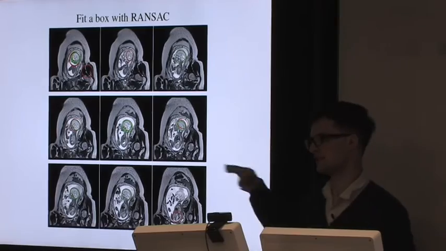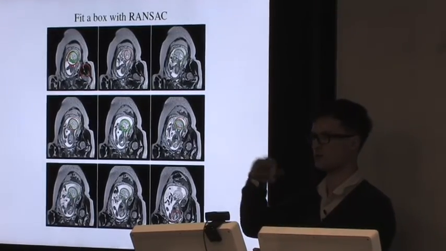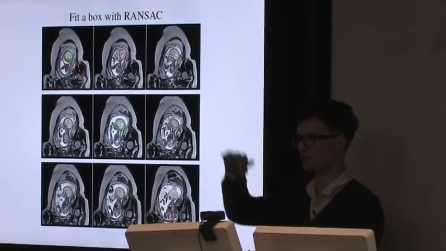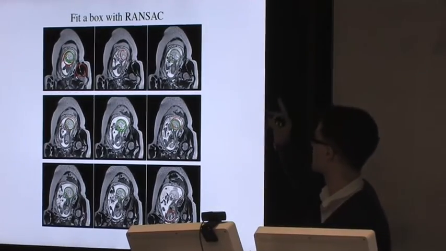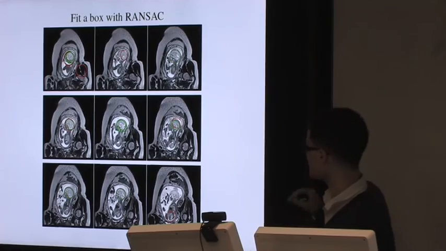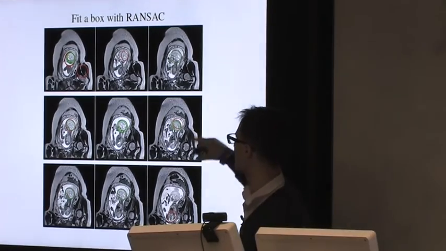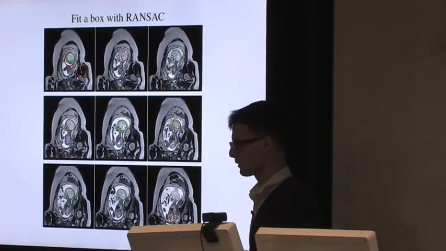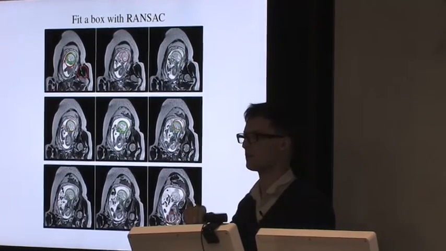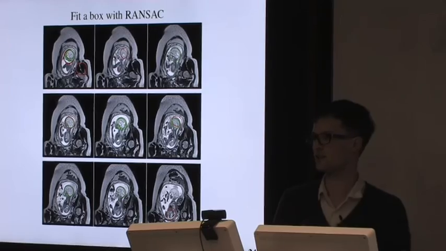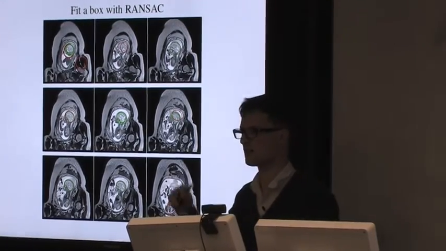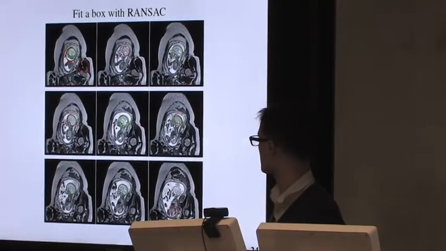And because I do this in every slice, I need to do some accumulation of the votes in 3D to obtain a best fitting place for my bounding box. And I use RANSAC for that, where you randomly select a few candidates, you fit a box, and then you check how many in the rest of your candidates fit into that box, try it several times, and take the best box you found.